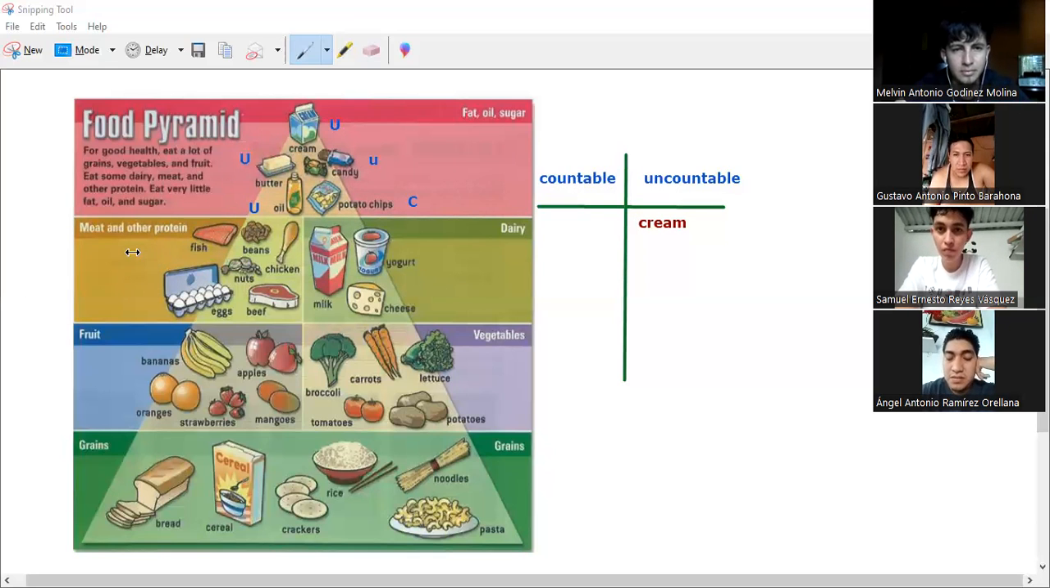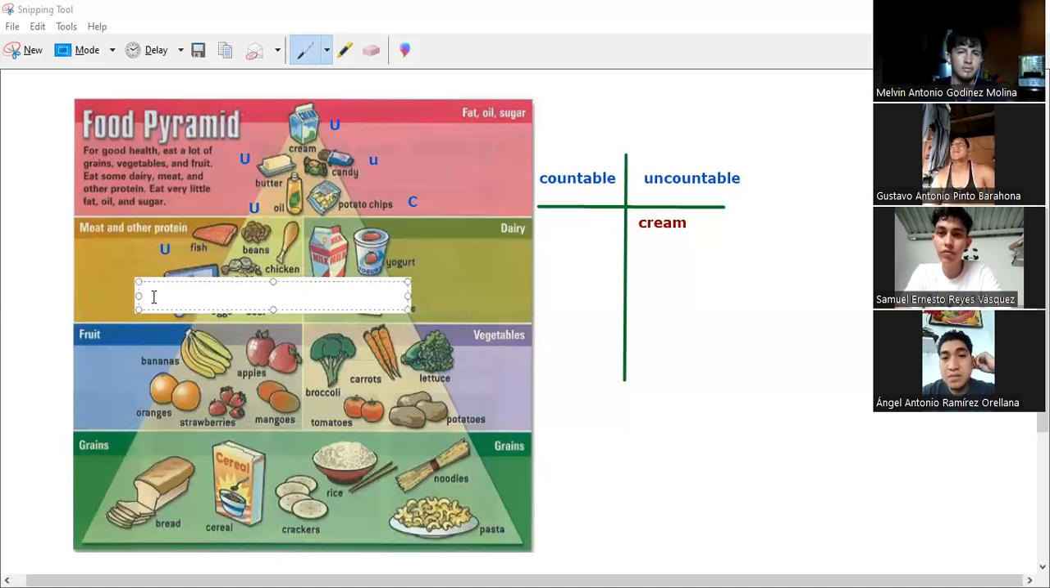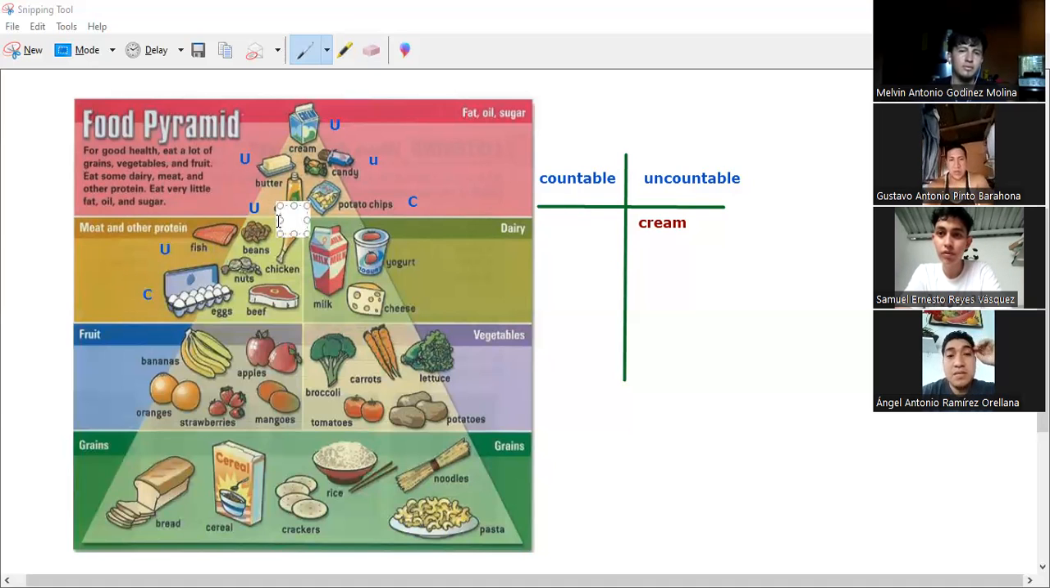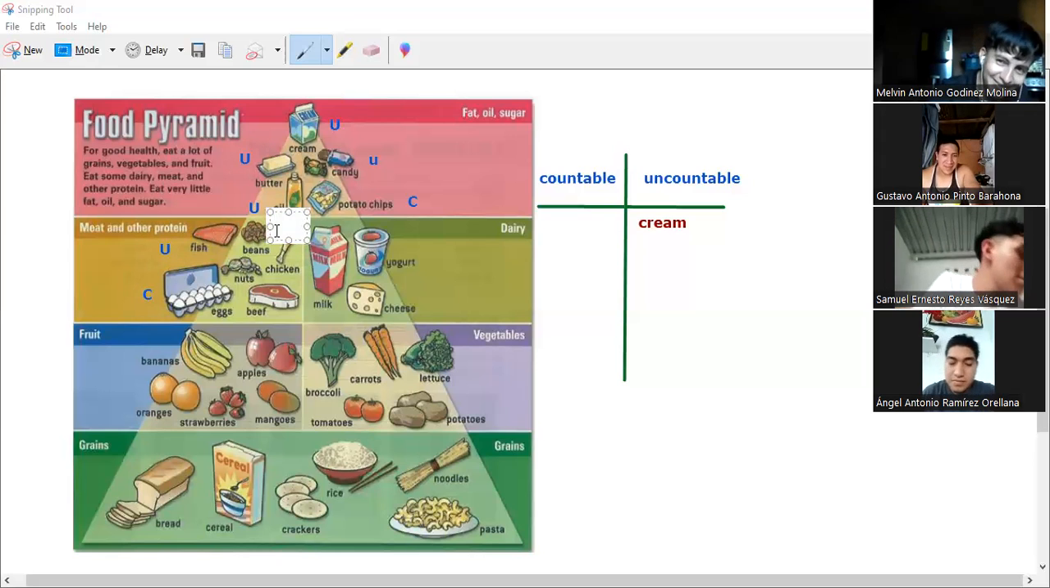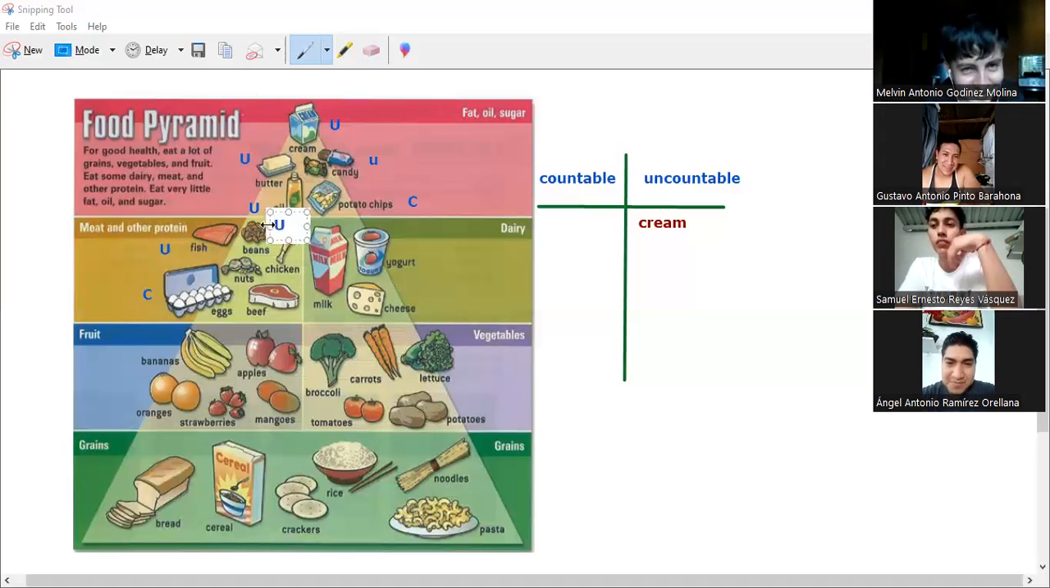All right. Fish, countable or uncountable? Uncountable, we can't. No, no estamos hablando de pescado, el animal, sino que es la carne. Entonces la carne se cuenta. Okay. All right. Eggs, countable or uncountable? Countable, good. Okay. Beans, countable or uncountable? Countable. Entonces usted va a la cafetería y le dice, deme 15 frijoles. Uncountable. No nos ponemos a contar los frijoles.